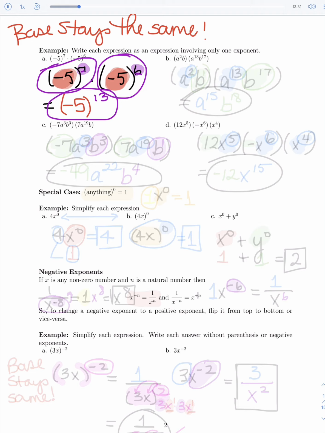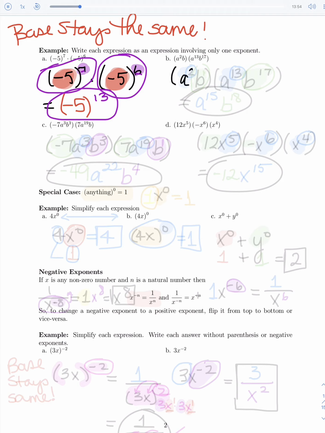And how you know that that number isn't going to change is because we're dealing with the exponents. We're counting up how many items of some kind that we have. In this case, they were negative 5s. Sometimes they're x's, sometimes they're y's. But it doesn't change anything. Let's try another one. Let's take a look at B.